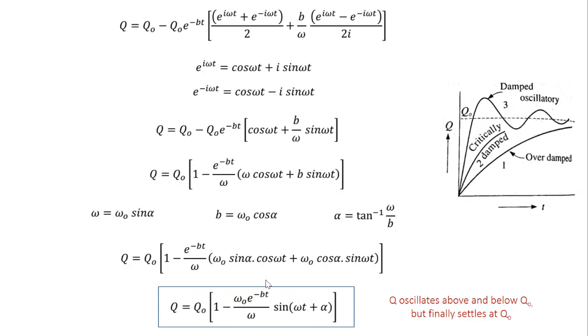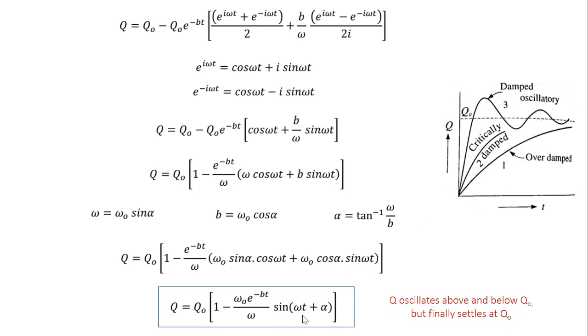Pictorially, what does this mean? Initially this function is going to increase exponentially, just like the other two cases. So you have an exponential increase to q naught. Once it reaches q naught, the sinusoidal function becomes dominant. So you have an oscillatory behavior here.